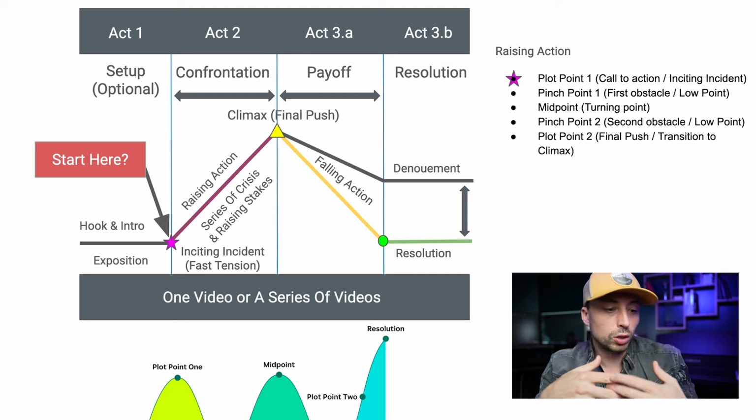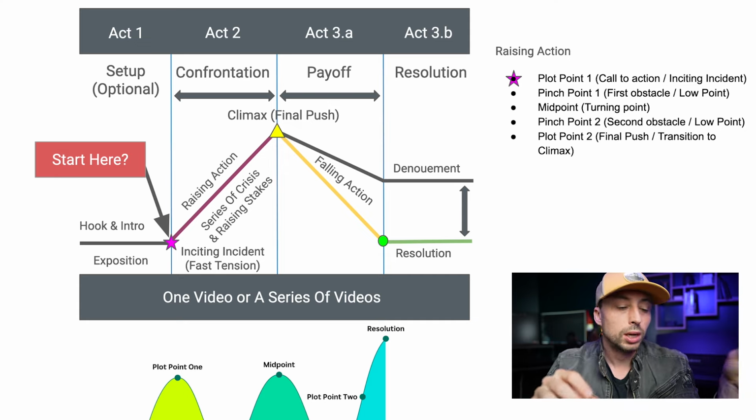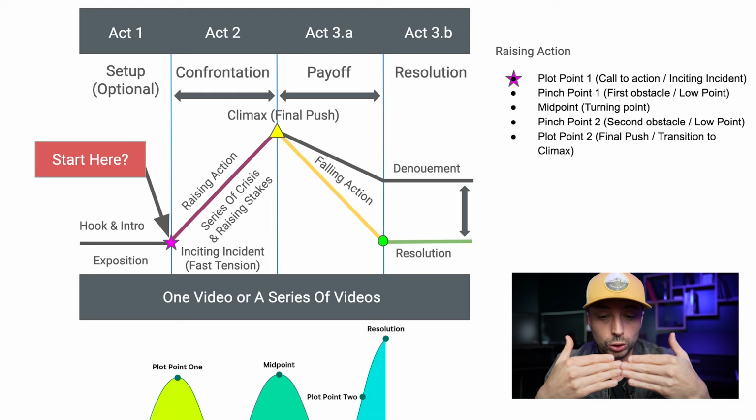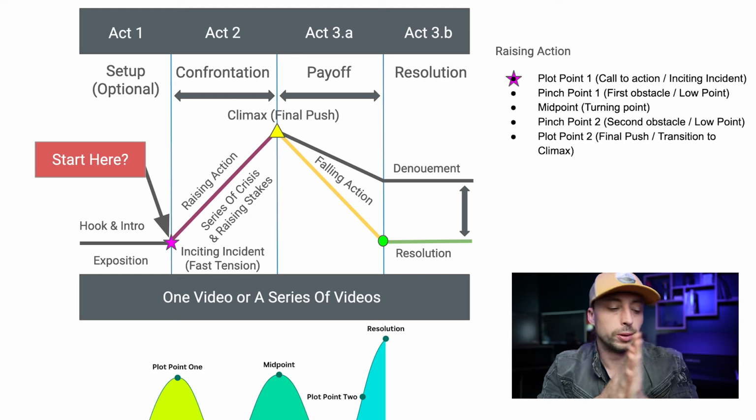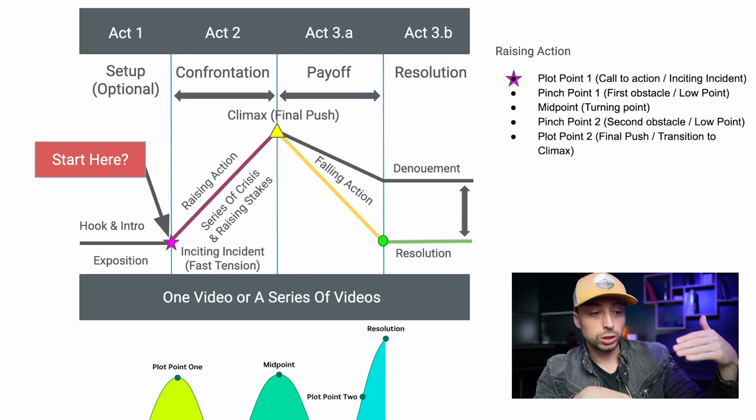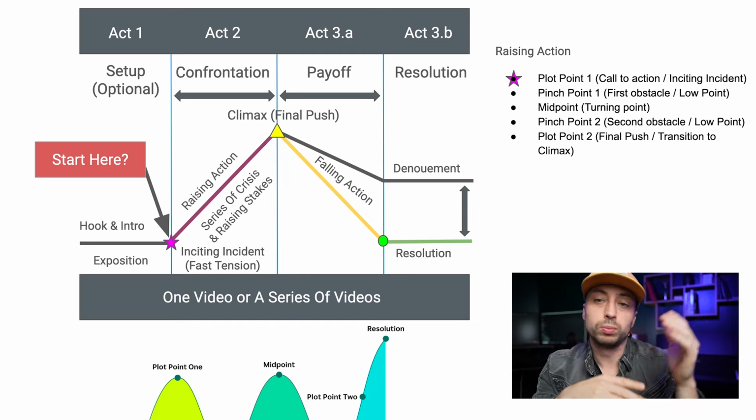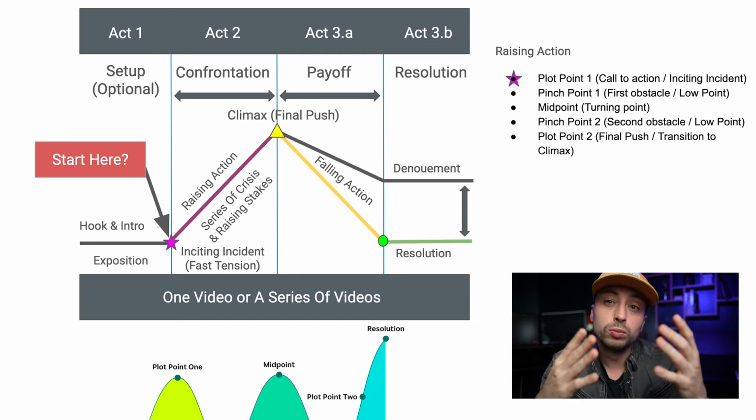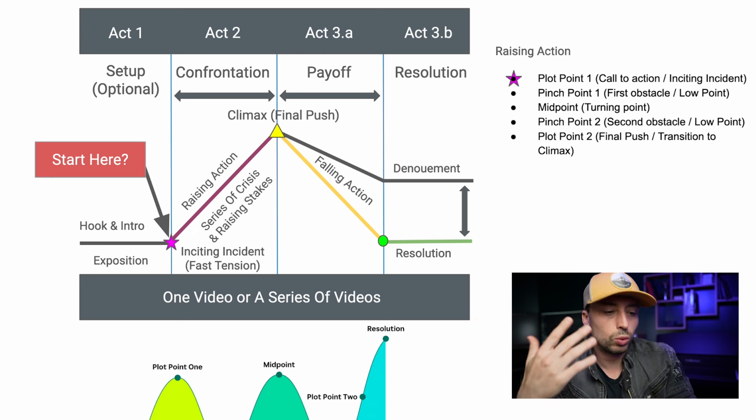Then you have the first obstacle, the midpoint turning, and finally the plot point 2, which is where the lowest low is going to meet the climax. So you have your pinch point 2, which is your lowest low, and then it transitions to plot point 2, which is the final push toward the climax. So yeah, just having this on the side as a reminder for the way we make videos.